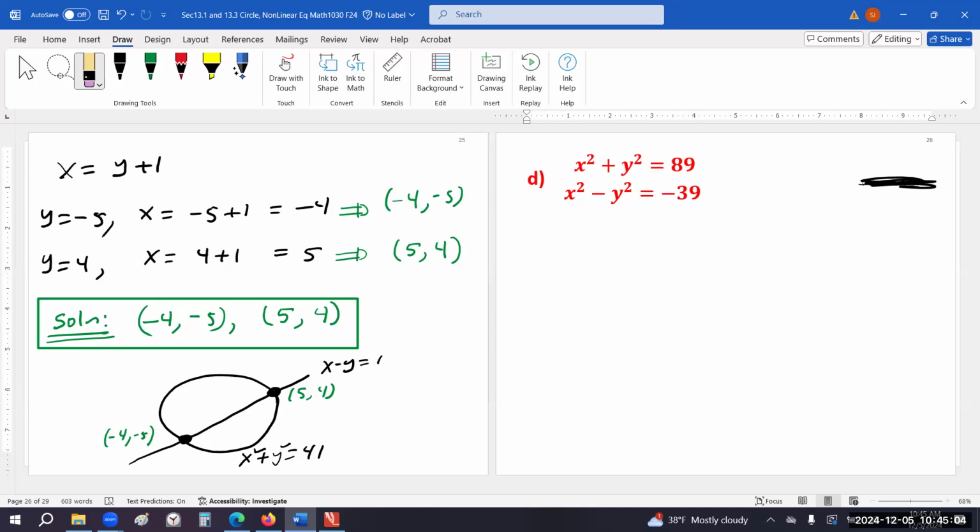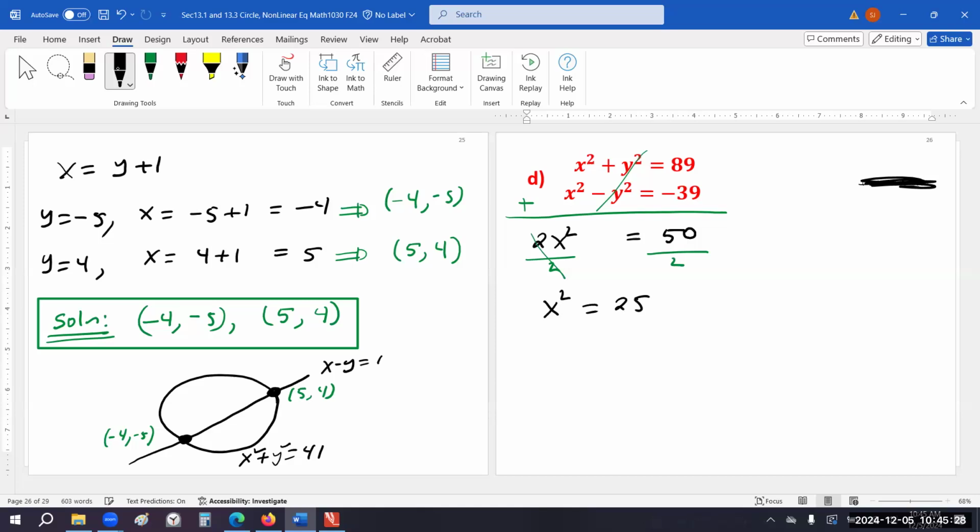Let's see, what do we have? If we add, they cancel out. We have 2x squared is 50. We divide by 2. That gives us x squared is 25. That tells us x is plus 5 or minus 5.